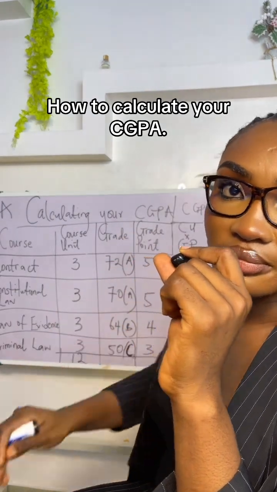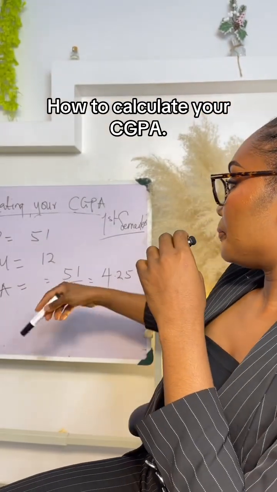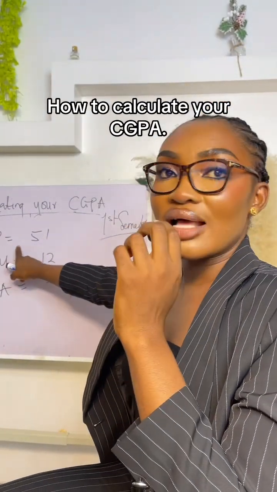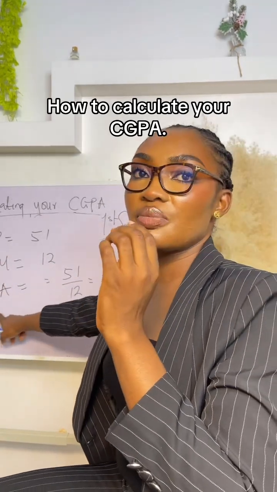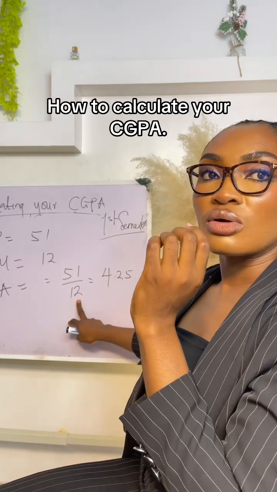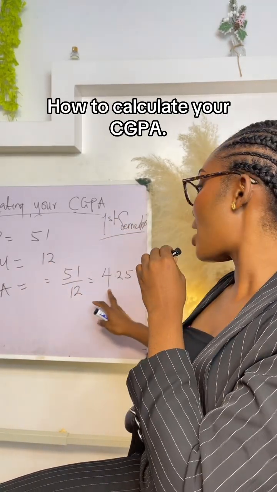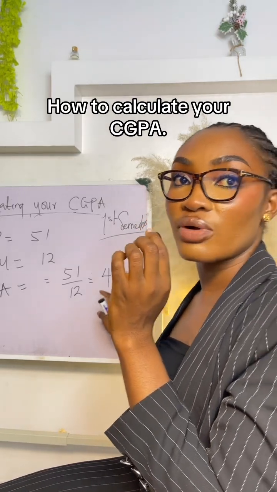All right, so this is the CGP from the last slide. This is the total course unit from the last slide. In order to get the CGPA, the CGP will be divided by the total course unit. And in this example, we have 4.25. 4.25 is ordinarily a second class upper. This is for one semester.